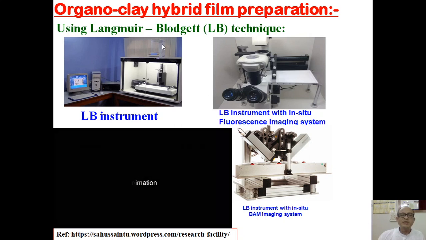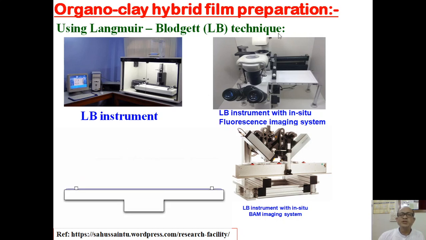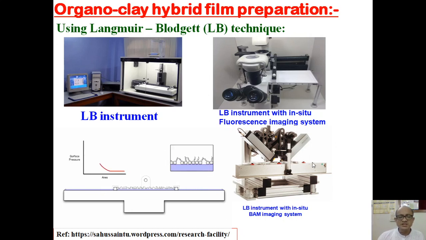Now, for the preparation of organoclay hybrid films, we used several techniques. One important technique is the Langmuir-Blodgett technique. This is a computer-controlled LB film deposition system. This is another system with a fluorescence imaging microscope facility. Here again is the same LB film formation system using a Brewster angle microscope, an imaging facility.